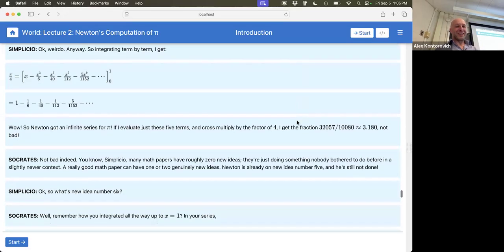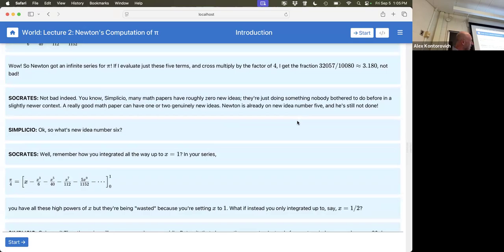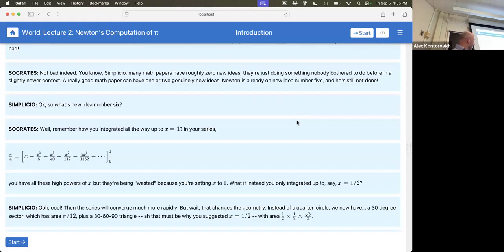Simplicio says, what's idea number 6? Socrates says, remember how you integrated up to 1 in your series? You have all these high powers of x, but you're wasting them by going up to 1. What if you integrated up to 1/2? Why 1/2? Simplicio says, oh, cool.